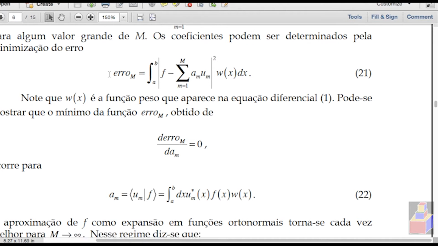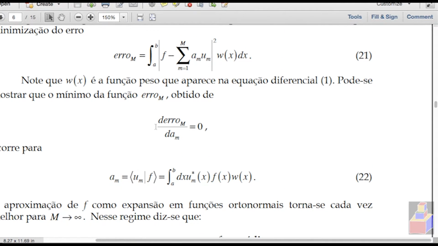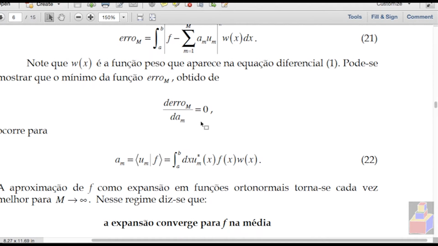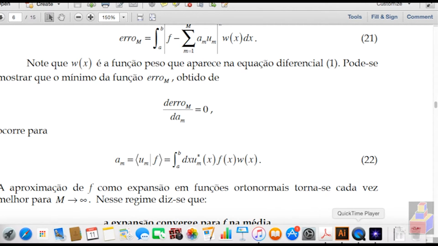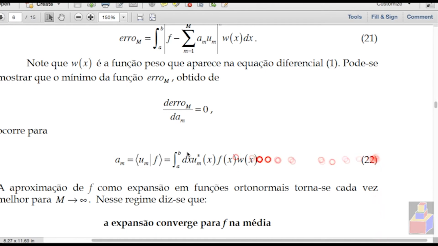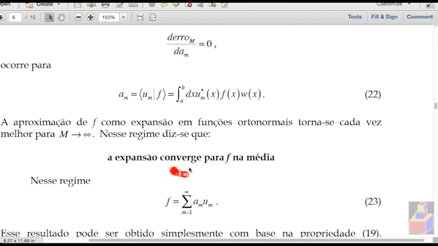If you minimize the error, it means that you want to ensure that the derivative relative to the mth coefficient is equal to 0. If you work that out, you find that the coefficient is given by this. Minimization of the error gives this solution to the problem. Okay? That's what it should be. We say that the expansion converges to f on the average.